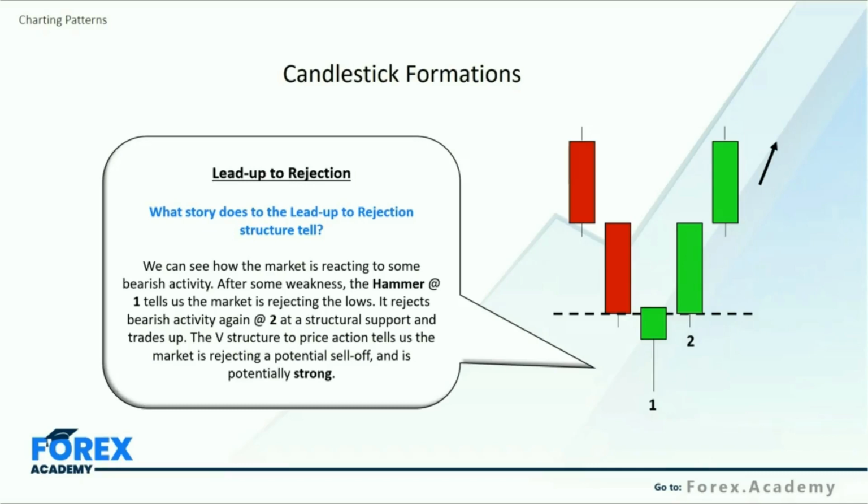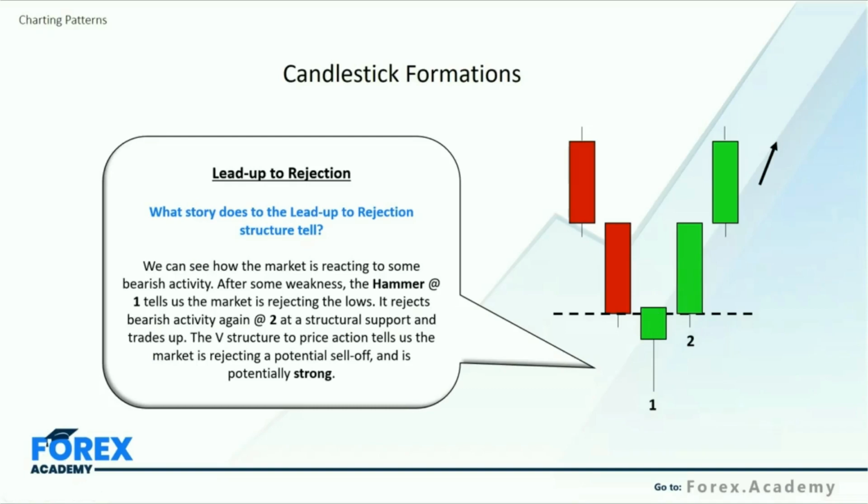We see at level 1 a hammer candlestick, and the close of the hammer candlestick at 1 is just above this level of support created by the early structure from the previous candlestick. So the fact that it closes above that level tells us that it is a strong hammer, a bullish hammer, and that candlestick alone is telling us that there could be a possible reversal.